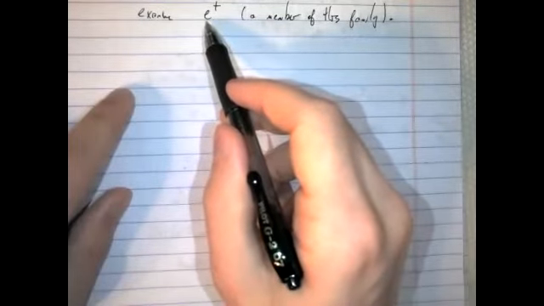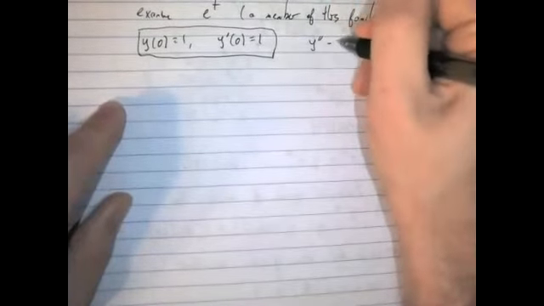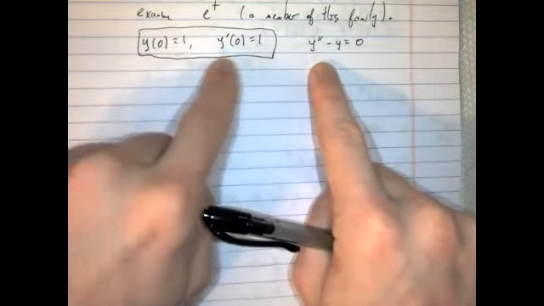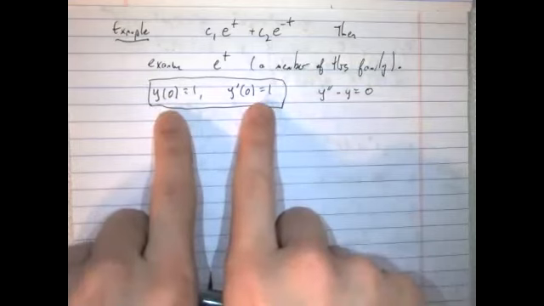So if we have the family C1 e to the t plus C2 e to the negative t, then let's examine e to the t. This is a member of this family. Right? And in particular, we can find some initial data that e to the t must uniquely satisfy. In particular, this satisfies y of 0 is equal to 1 and y prime of 0 is equal to 1. Right? So I've got the initial data of y double prime minus y is equal to 0 and y of 0 is equal to 1, y prime of 0 is equal to 1. Do you agree that this is a member of this family, so it satisfies this differential equation and it has this initial data?